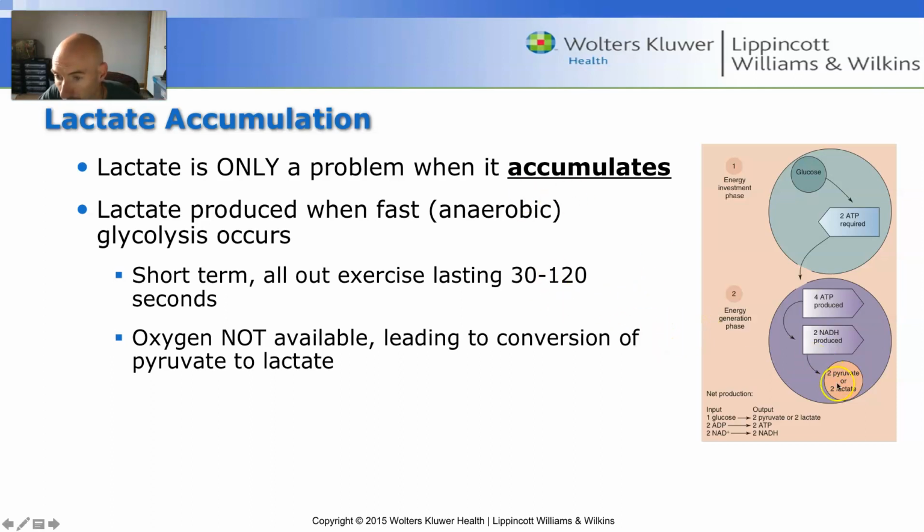So, as we mentioned, these pyruvates here and these hydrogens that are bound to the NAD, they cannot go to the Krebs cycle and the electron transport chain because oxygen is not available. So the only other option is to combine with each other to form lactate, right? Now that's only for an all-out type of activity.